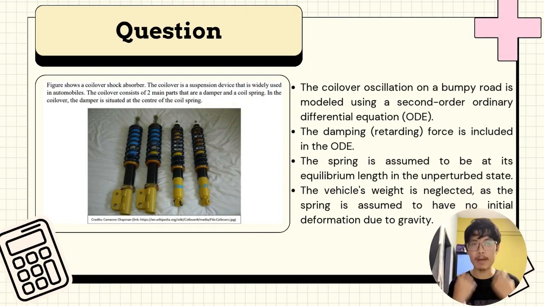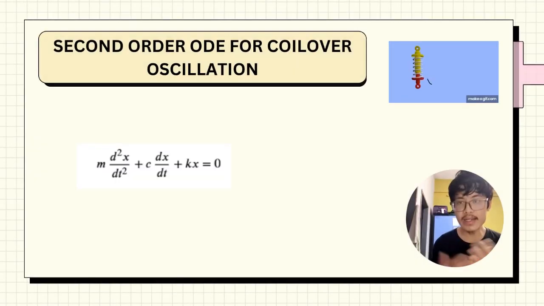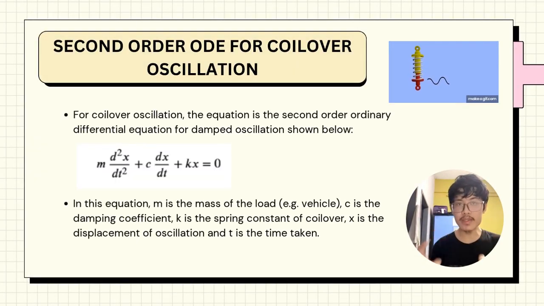The coil-over oscillation on a bumpy road is modeled using a second-order ordinary differential equation in which the damping force is included because of the existence of the damper. The spring is assumed to be at its equilibrium length in the unperturbed state, and the vehicle weight is neglected. To analyze the coil-over oscillation, we use the second-order ordinary differential equation for damped oscillation shown in this line. In this equation, M is the mass of the load, C is the damping coefficient, K is the spring constant of the coil-over, X is the displacement of oscillation, and T is the time taken.